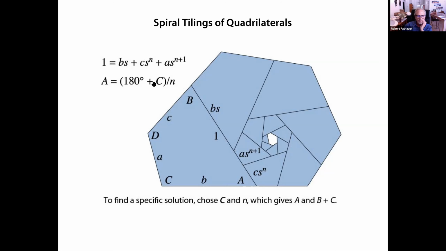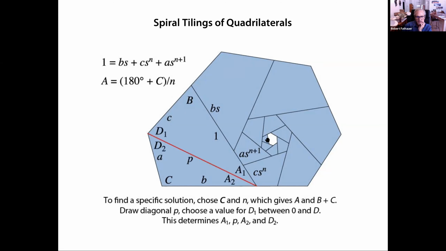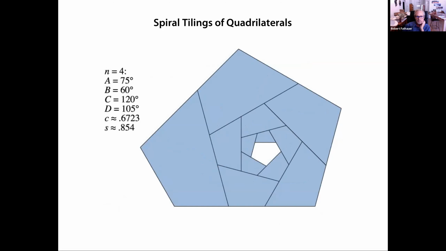And you can again write an angle relationship. And that's not enough to solve it though. You can't just choose c and n and be okay. What you get is a and should be b plus d. So the further step that's needed, the way I did this was to draw a diagonal p to divide the quadrilateral in half. And then I just chose a value for d1 between 0 and d. And that gives you a1, a1 gives you a2, gives you d2, and then you just work back and solve everything. And you can do accurate quadrilateral spirals then.